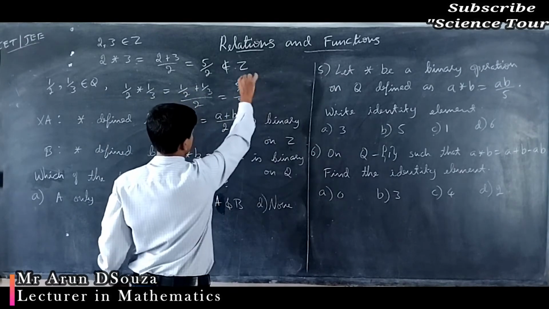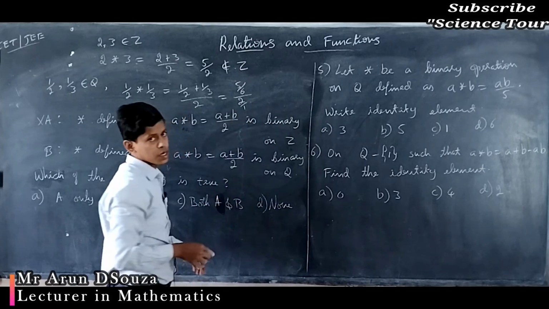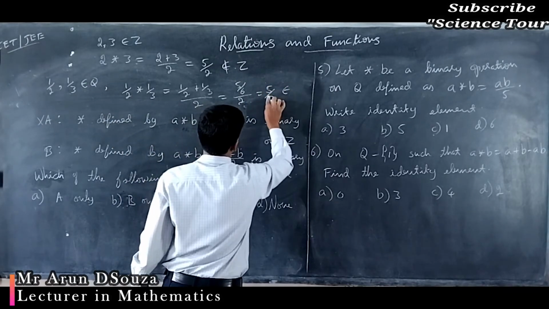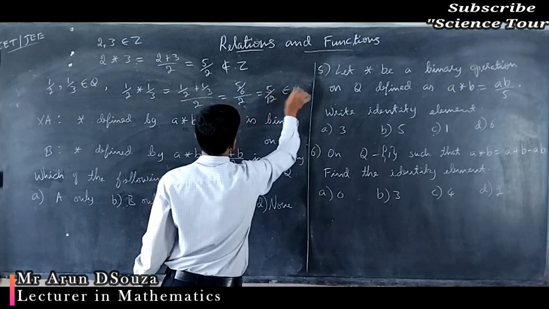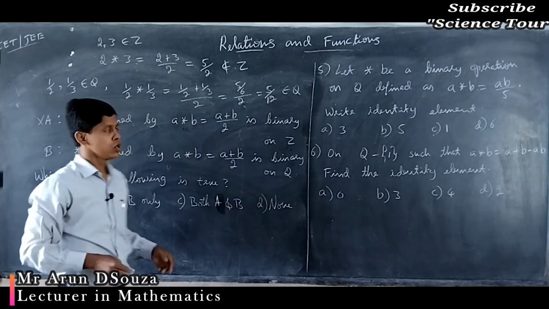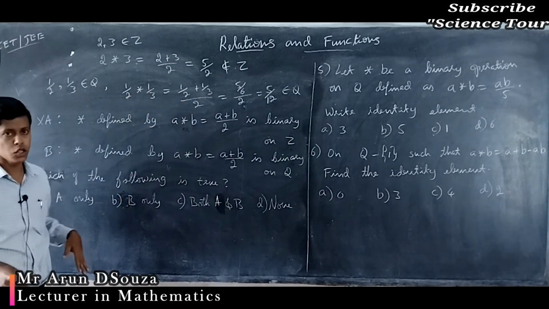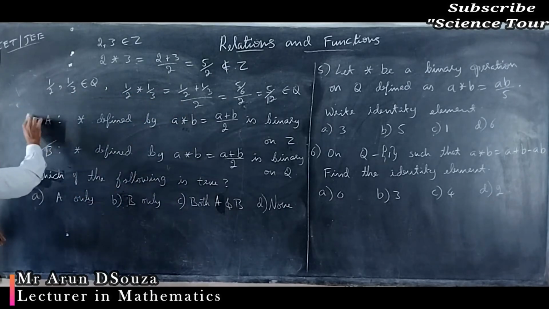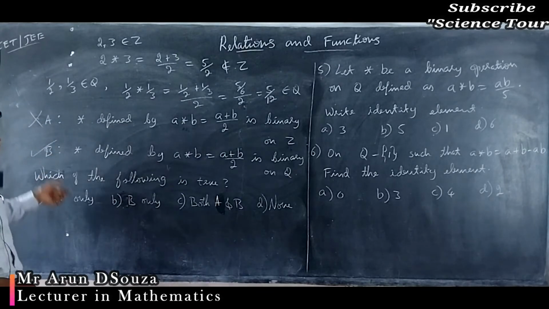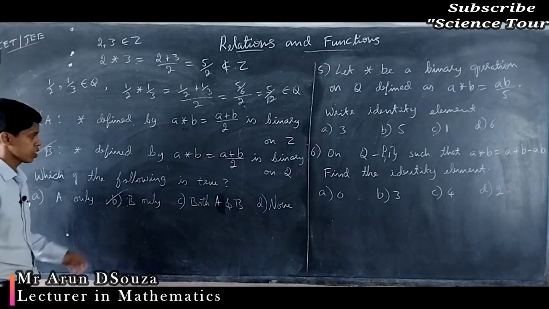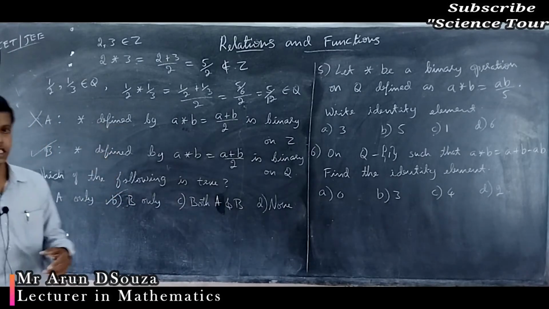This is 2 by 1. When it goes up, 1 by 2, correct? So that will be 5 by 12, and it belongs to Q. You have taken two elements from Q and the resultant is also in Q. Hence this is a binary operation, whereas this is not. So which option is correct? B only is true, A is not true.